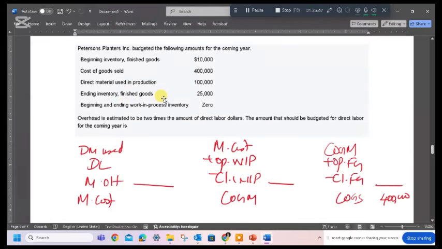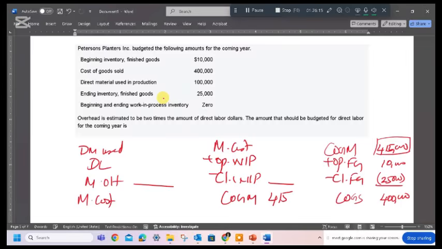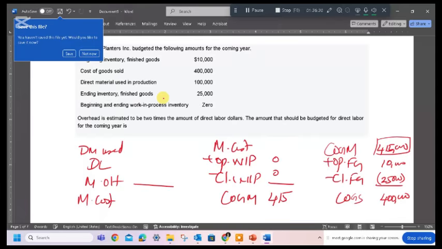What else is given? Ending inventory of finished good 25,000. Beginning inventory of finished goods 10,000. Right. From this we can find cost of goods manufactured. This is minus 15 means this should have been 415. Am I right? If cost of goods manufactured is 415, there is a work in progress inventory opening and closing 0. So manufacturing cost is also 415.